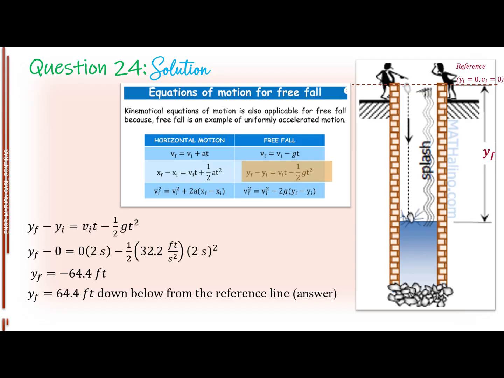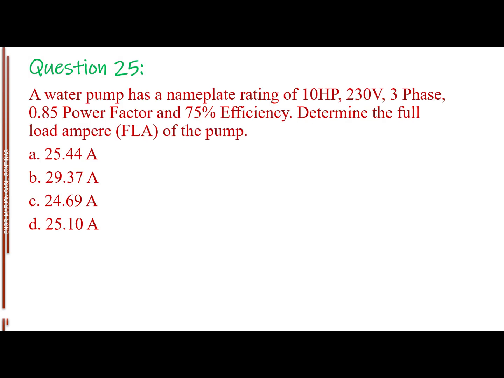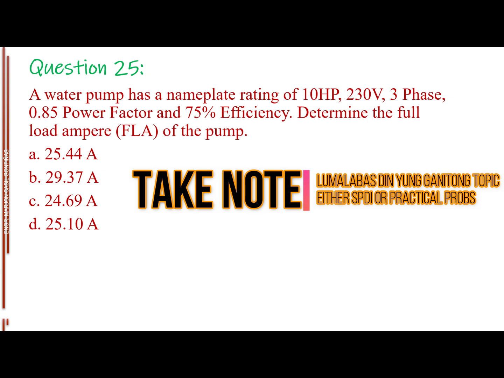Corrections are highly appreciated. Question number 25. A water pump has a nameplate rating of 10 horsepower, 230 volts, 3-phase, 0.85 power factor, and 75% efficiency. Determine the full load ampere or FLA of the pump. Letter A, 25.44 amperes. Letter B, 29.37 amperes. Letter C, 24.69 amperes. Letter D, 25.10 amperes. Your timer starts now.